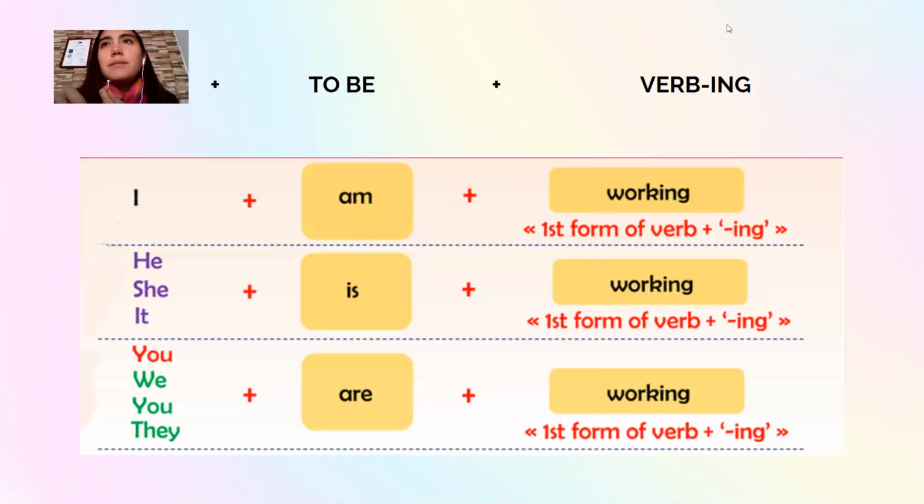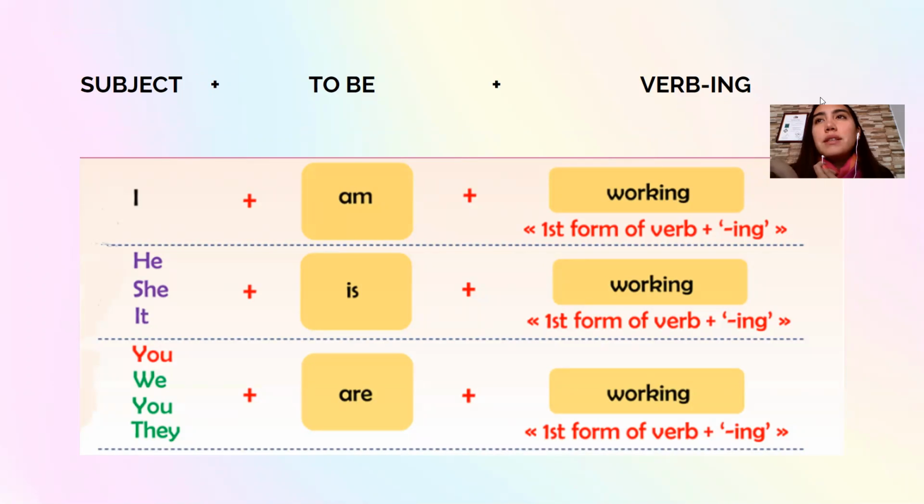So as you could see, all of those sentences have the same pattern. You have the subject, you have the to be verb, and the verb plus ing. Remember that when we talk about the to be verb, you have to conjugate the verb depending on the person that we are talking about. For example, I am. This is the conjugation of the verb to be. And I'm working, the verb plus ing.